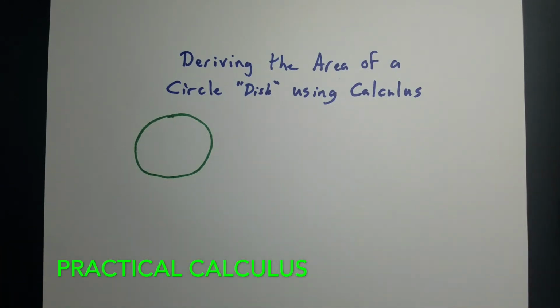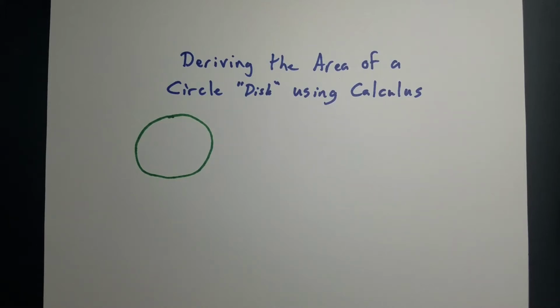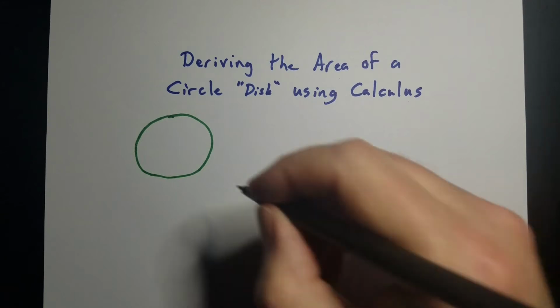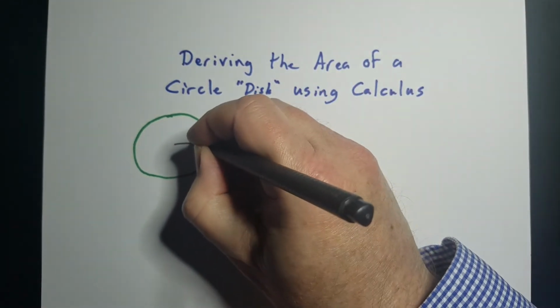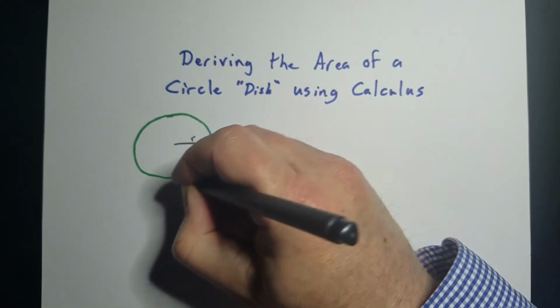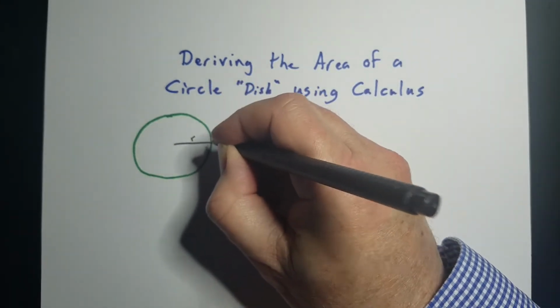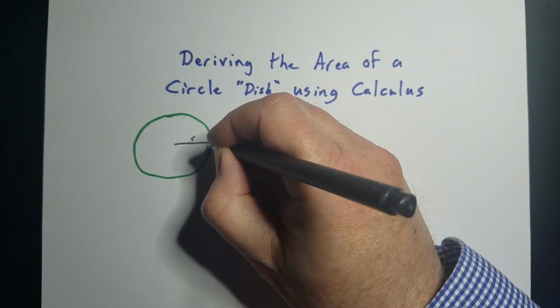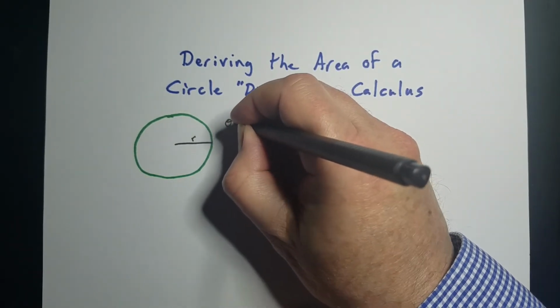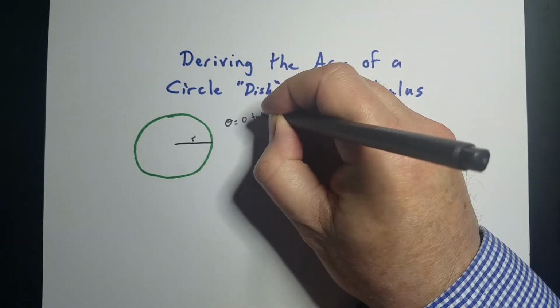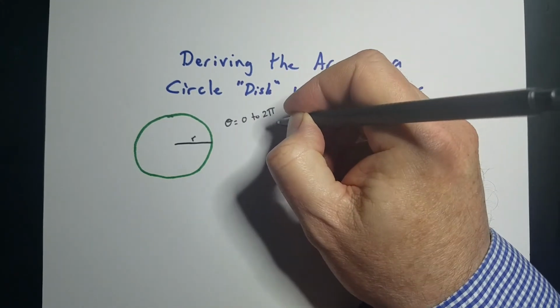Okay, we're going to use calculus to derive the area of a circle, in other words, a disk. To do that, we need to do a couple of things. We've got to take this radius, r, and go all the way around the circle, and that goes from 0 to 2 pi radians. So our stipulation for theta is that it goes from 0 to 2 pi radians.